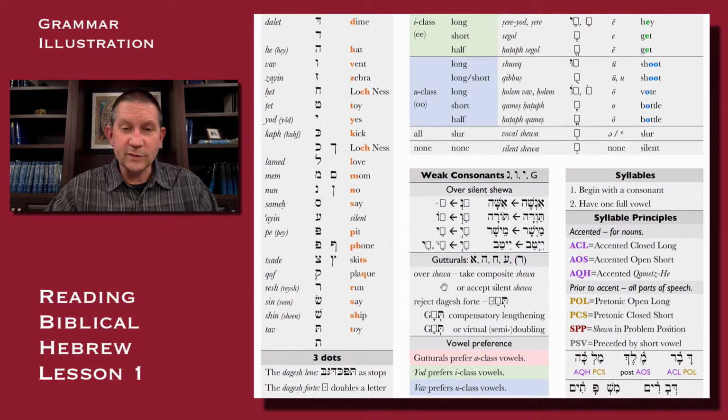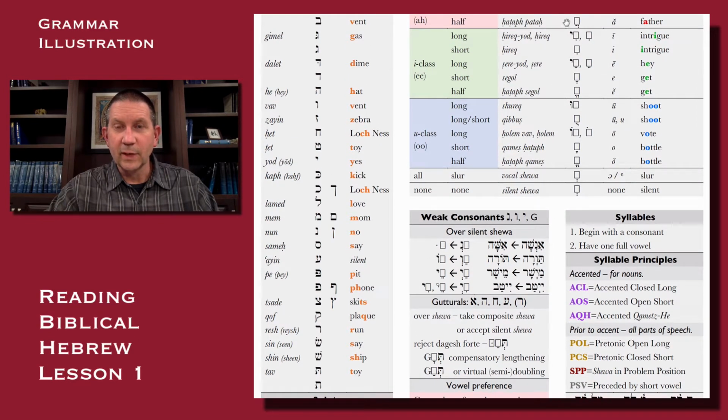When gutturals take a shava, they can't really take a vocal shava. That's what all these chataf vowels were for. We have a patak next to a shava. We have a segol next to a shava. We have a kametz chatuf next to a shava. Those are put together and they make a new symbol. And those are there only for the gutturals. Those symbols don't occur with any of the other letters.